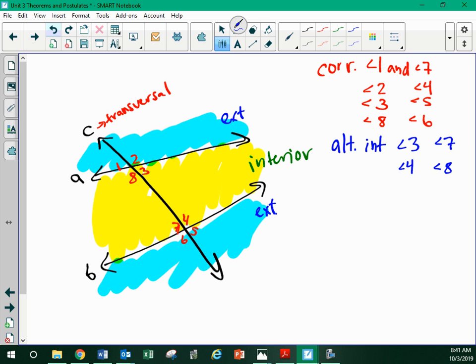My other set would be 4 and 8. Now let's take a look at that as opposed to alternate exterior. All that changes is that we are outside rather than inside. So alternate exterior: again, we need to be on the exterior and on alternate sides. So 2 and 6. And for this diagram, what would be my other set of alternate exterior? 1 and 5. Nothing too crazy.